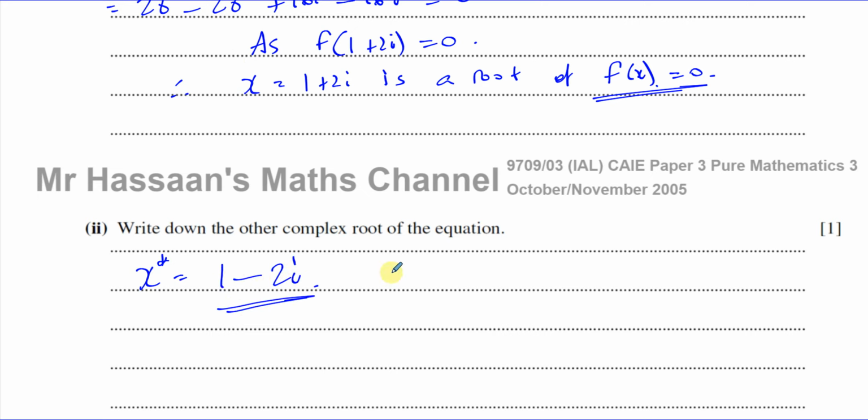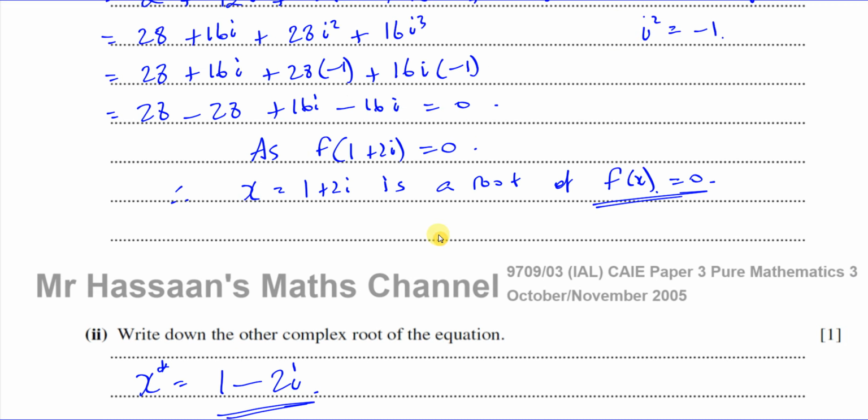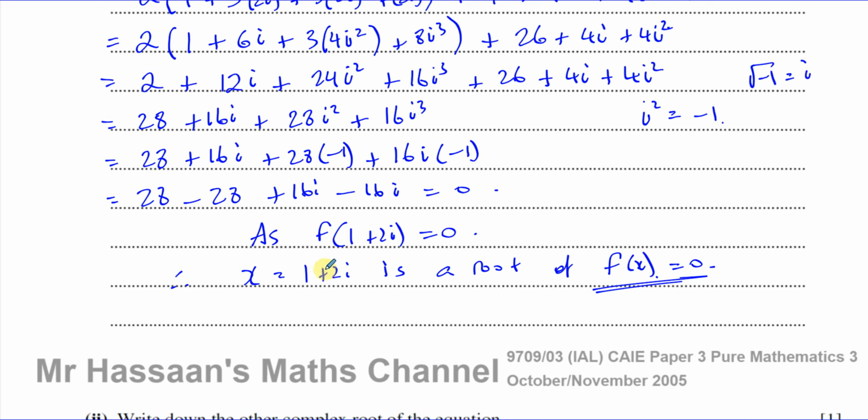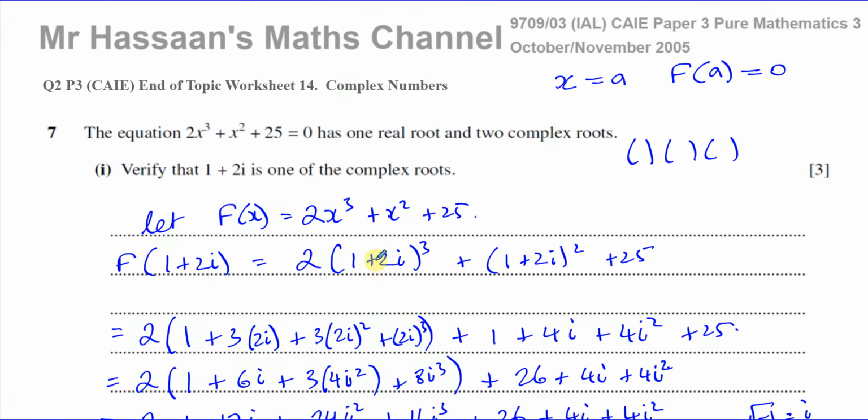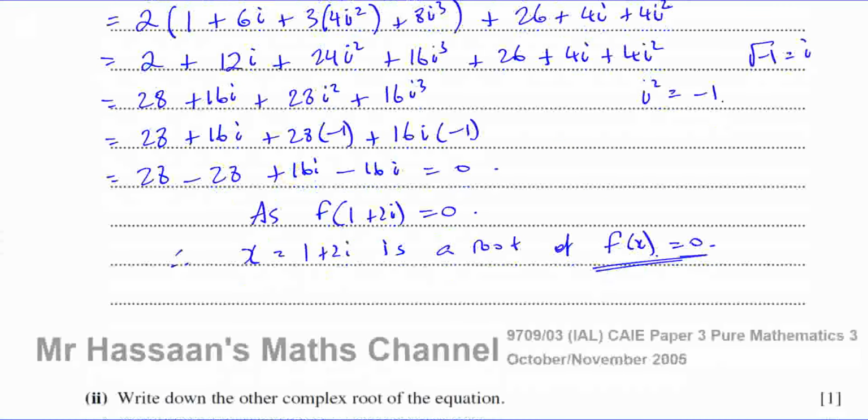So it just says write down, that's just looking for that, and that's fine. That's the conjugate root of the other root. So it's just the same thing with the opposite sign in between them. Complex roots always come in conjugate pairs. Okay, there's always pairs of roots. Alright, so there's part 1 and part 2 done, and part 3 now.